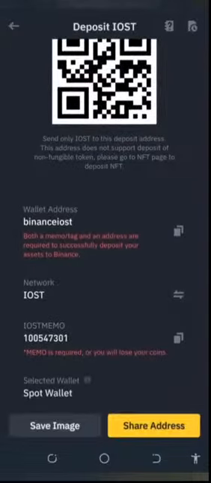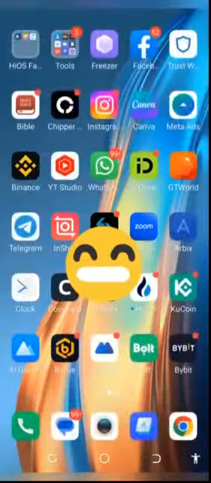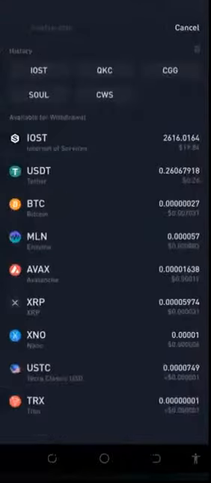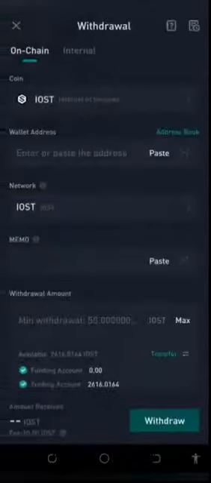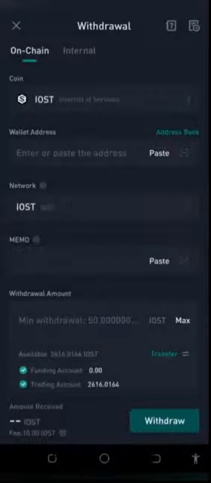Wallet address. It says Binance IOST. That's interesting. Okay, well, I think I still copied the right thing. I don't know why it's looking like that. I think it was just looking funny to me. Of course, if it was wrong, it wouldn't allow me to paste it. Okay, what am I doing? Okay, it looks like it's right.